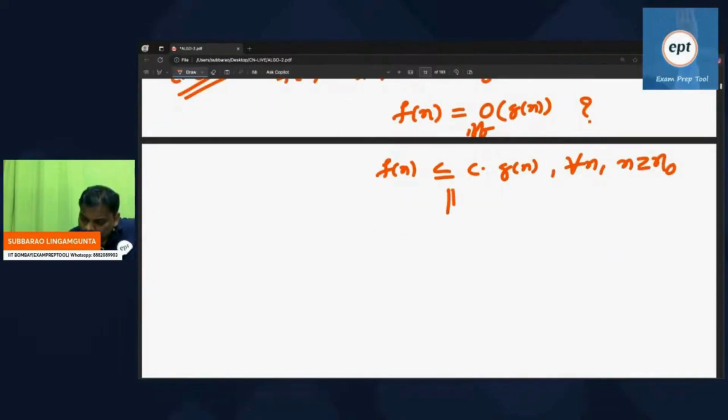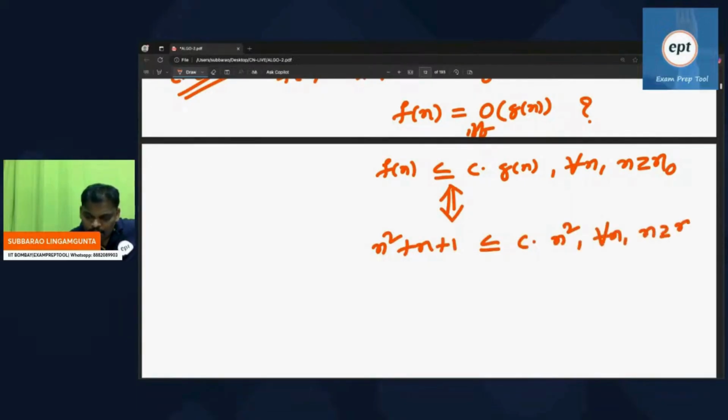Can I satisfy this or not? Let me check. f(n) is n square plus n plus 1, less than or equal to some c into g(n), which is n square, for all n greater than or equal to n0. Big O notation is saying that comparing left and right, the right should be bigger. But unfortunately here, the left is bigger, while big O notation says please prove the right is bigger.